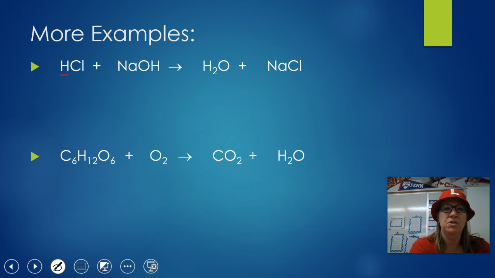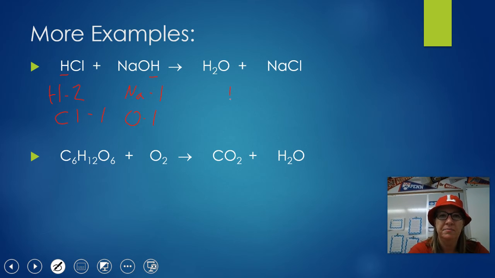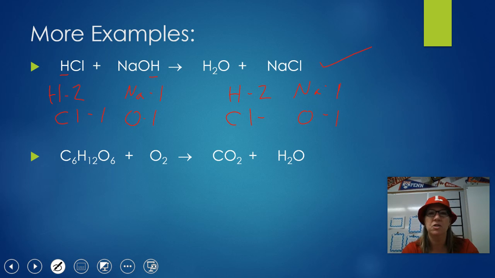Now, I've got hydrogen in 2 different spots here, so I have to make sure I count all of them. So I have 2 hydrogen, I have 1 Cl, I have 1 sodium, and I have 1 oxygen. Go over to the other side. I have 2 hydrogen, I have 1 Cl, I have 1 sodium, and I have 1 oxygen, which means this is a balanced equation. I don't need to add any coefficients at all.